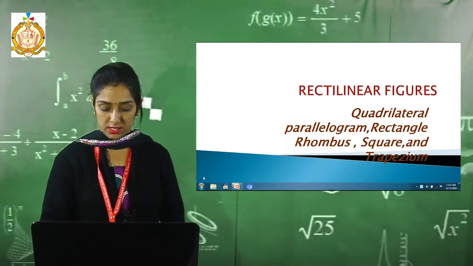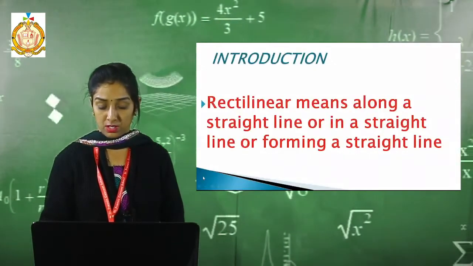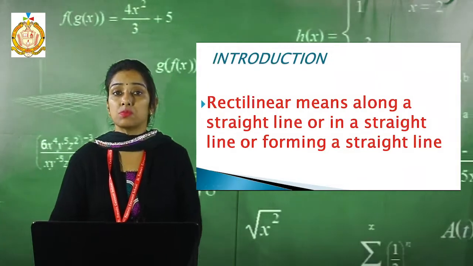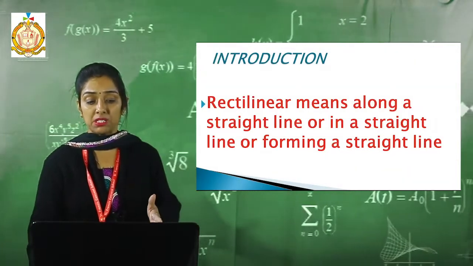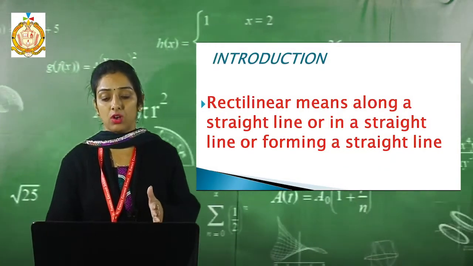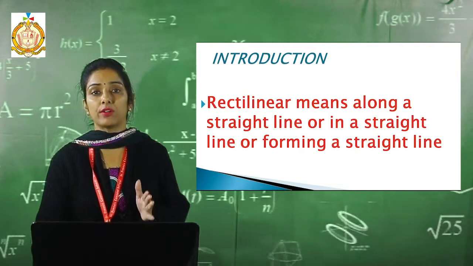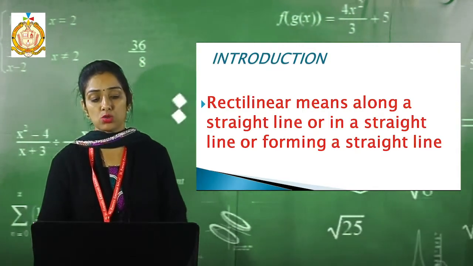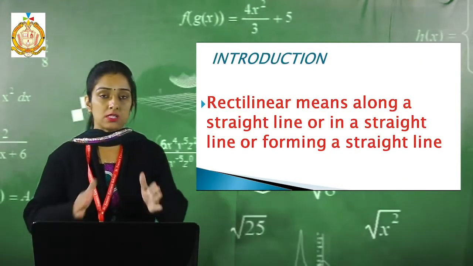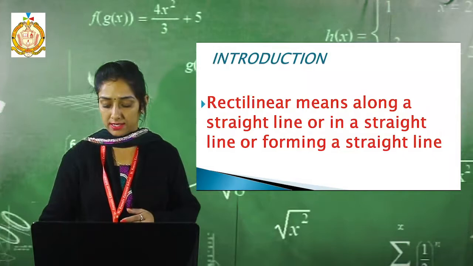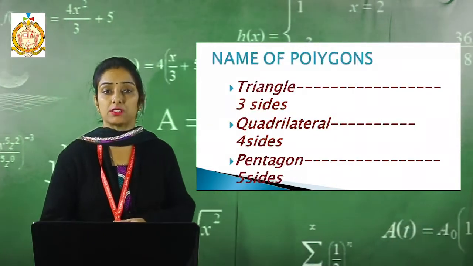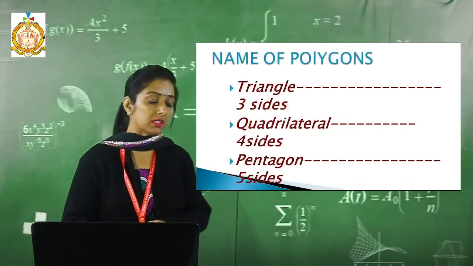So students, see, rectilinear means along a straight line, or in a straight line, or forming a straight line. Okay, so rectilinear means something which is done with a straight line, and that's called a rectilinear figure. Now in this we are discussing the polygons.